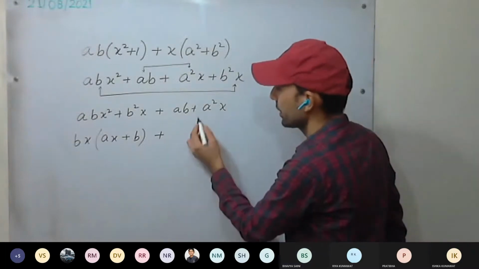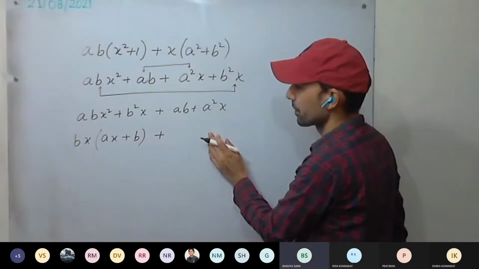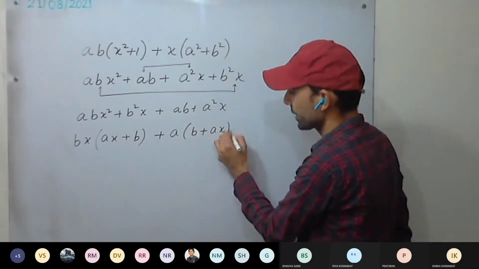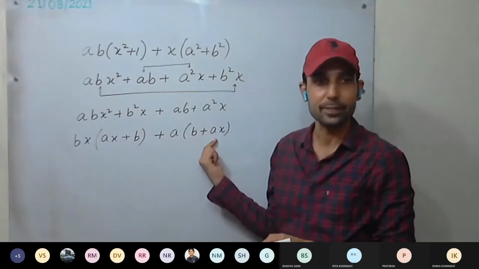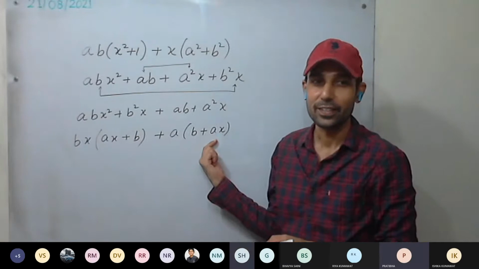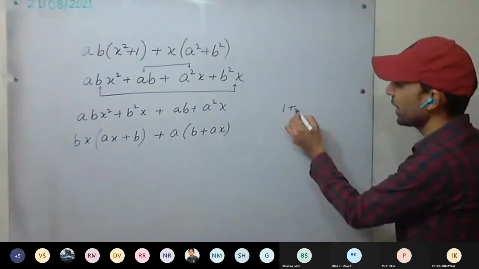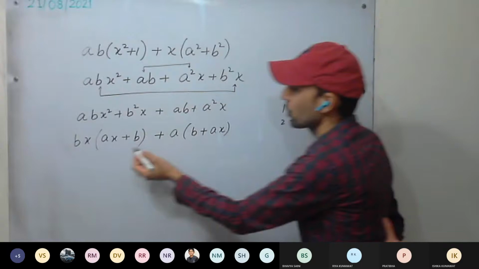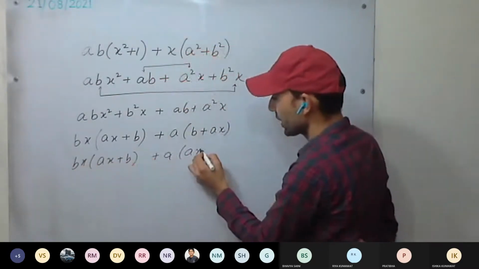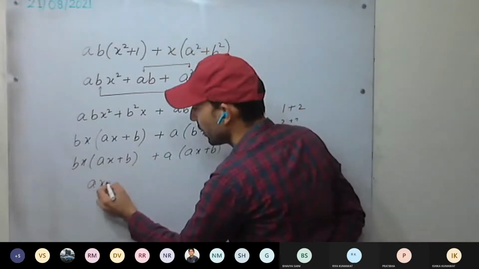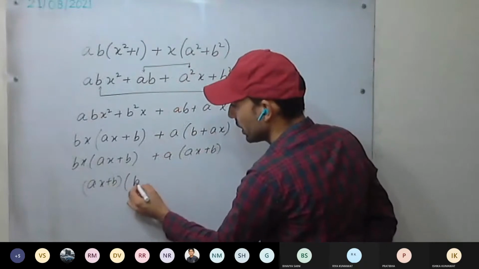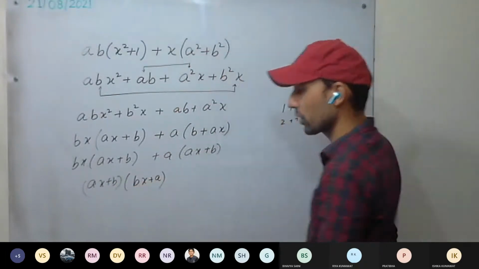And here, what is common? a is common. So what will remain here? b plus ax. Are they the same, ax plus b, b plus ax, or different? Same. Whether you add 1 plus 2 or 2 plus 1, they are same. So bx, you can write it like this as well, plus a, if you don't remember, you can write it. Then ax plus b is common. See, this time we have done the grouping right, yes or no? Into bx plus a. Got the answer?